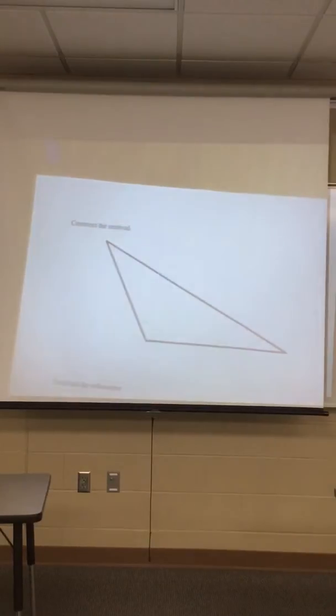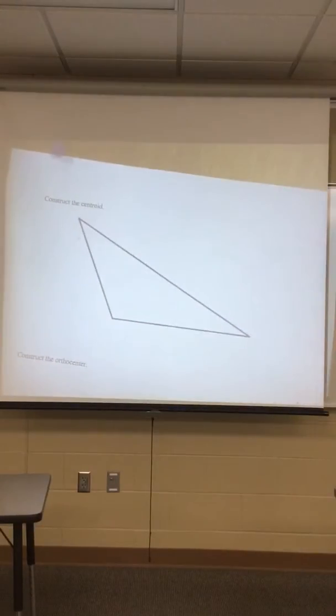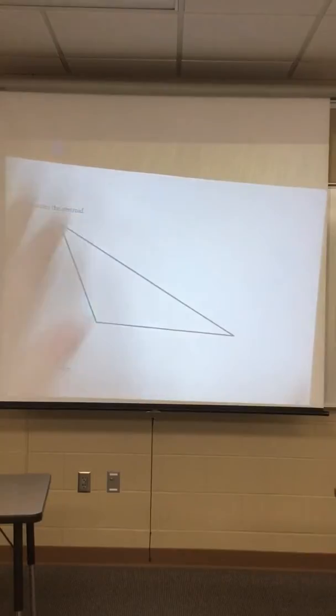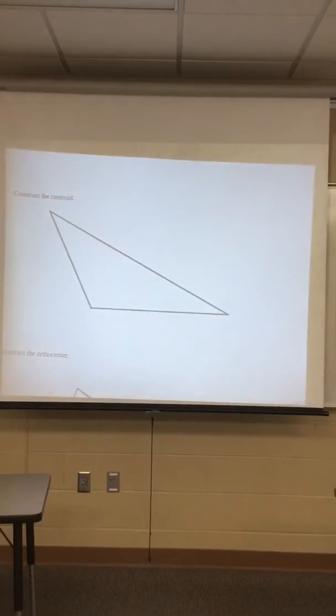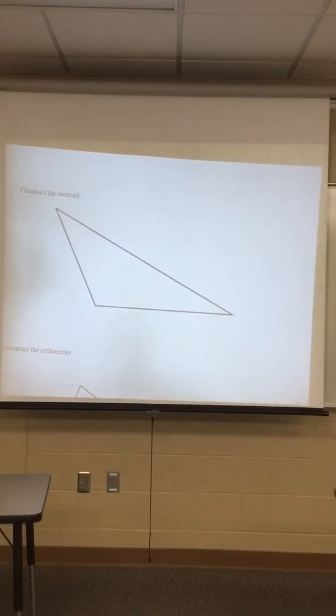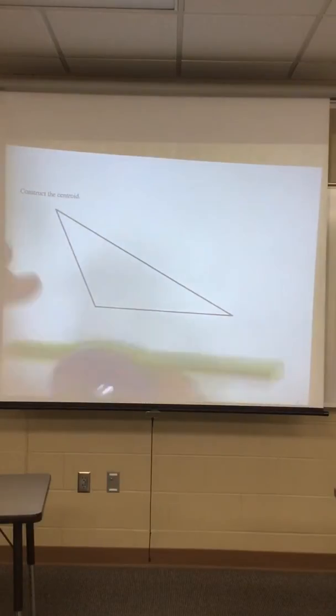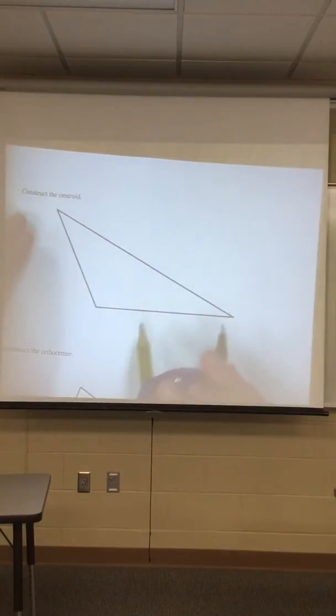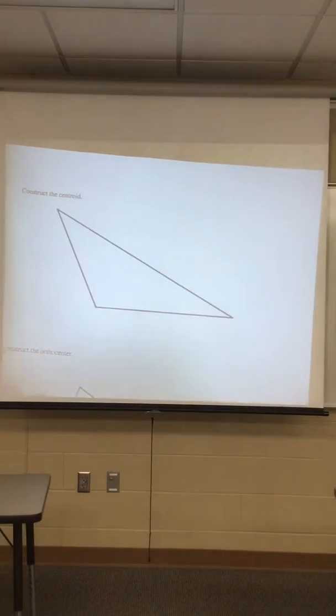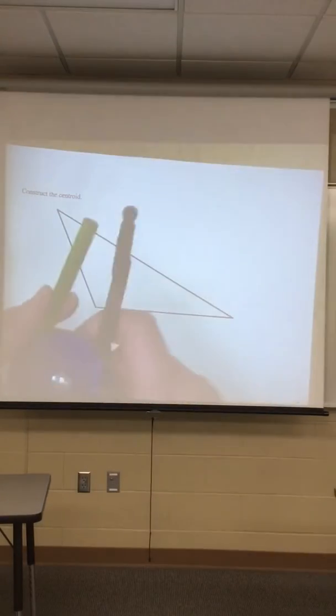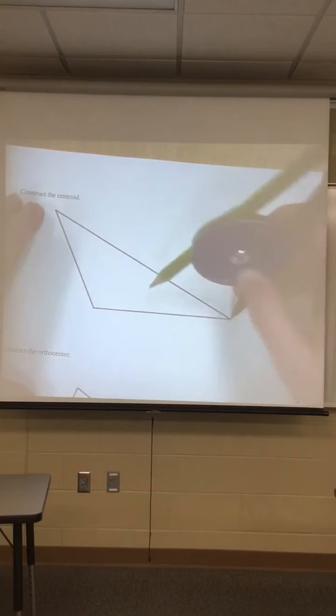Okay, we're gonna construct the centroid. So remember that the centroid is the point of concurrency for the medians. So in order to construct a median, you're going to pretend like you're perpendicularly bisecting the segment because you want to bisect it. So we're gonna do at least halfway for one side. You're gonna do a top and bottom arc.